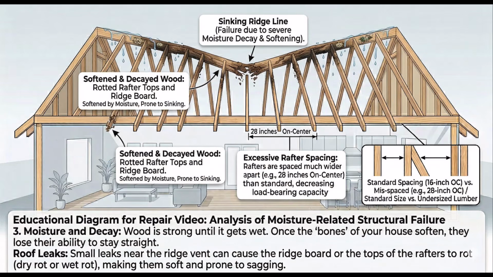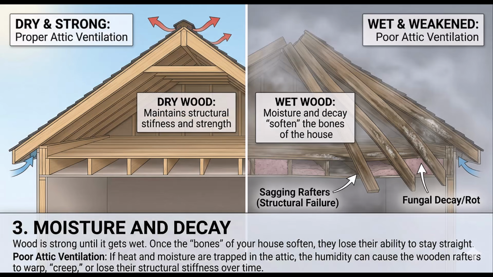Next up, roof leaks. Small leaks near the ridge vent can cause the ridge board or the tops of the rafters to rot. Dry rot or wet rot can make the lumber softer and eventually cause it to sag. And of course, poor attic ventilation can be a problem. If heat and moisture are trapped in the attic, then the humidity can cause the wooden rafters or other parts of the roof to warp, deform, or lose their structural stiffness over time as the wood absorbs moisture.